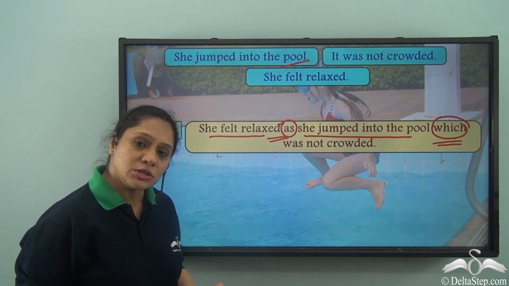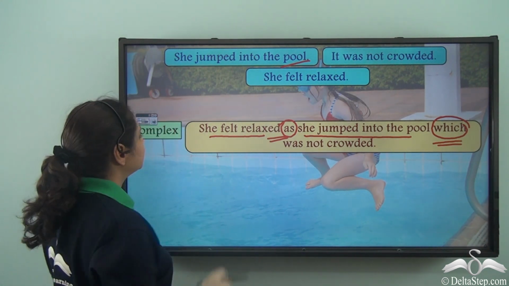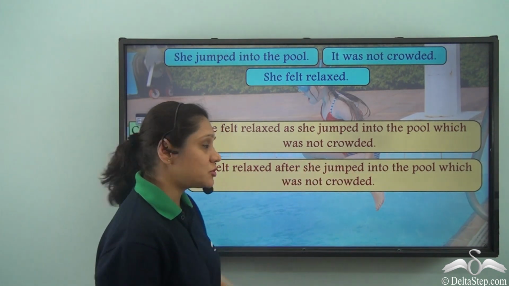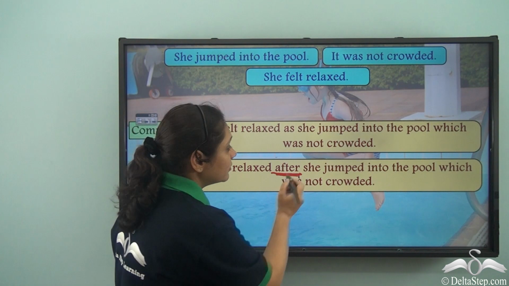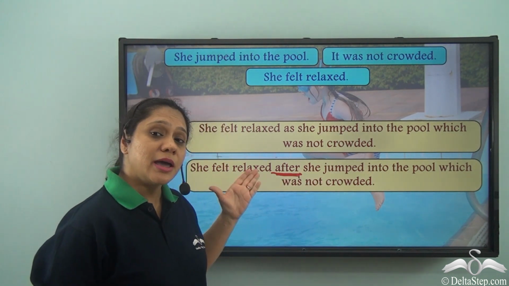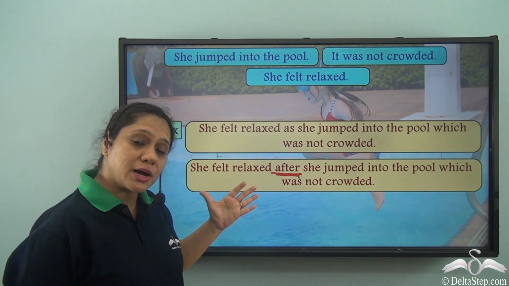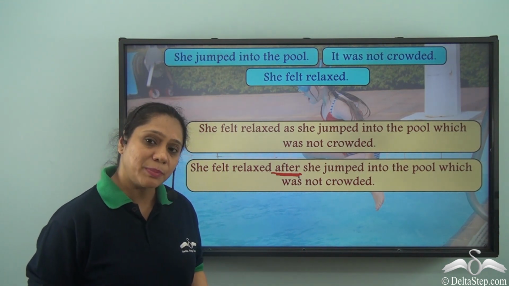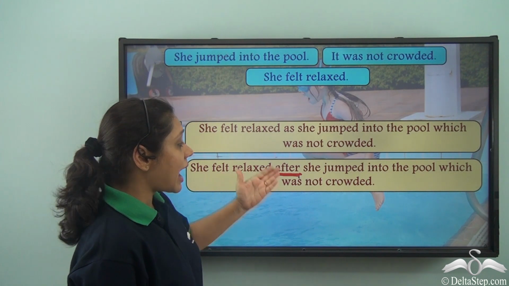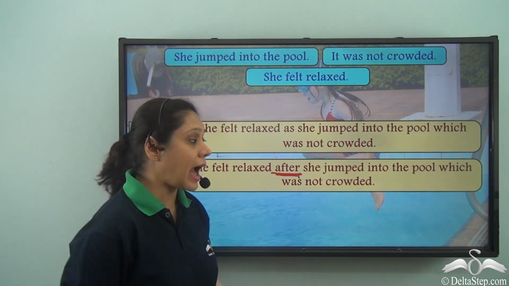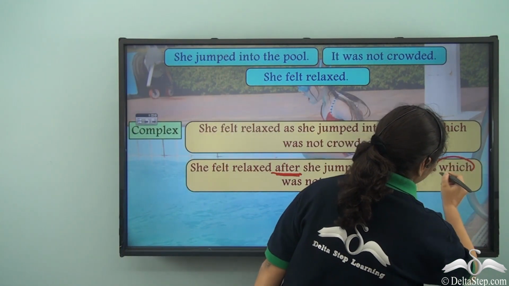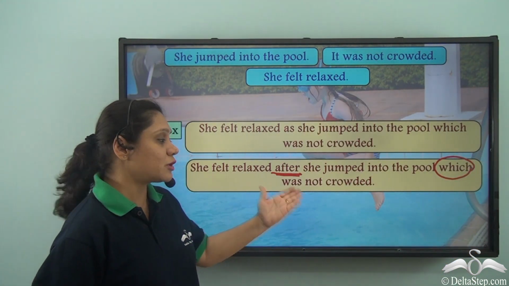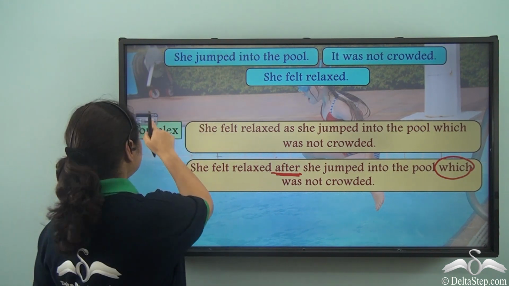Now you can also join the three clauses as, she felt relaxed after she jumped into the pool, which was not crowded. Here we have used the conjunction after to make it clear as to the sequence of events that was happening. She felt relaxed after she jumped into the pool, and then the relative pronoun which, because we are describing the pool which was not crowded.